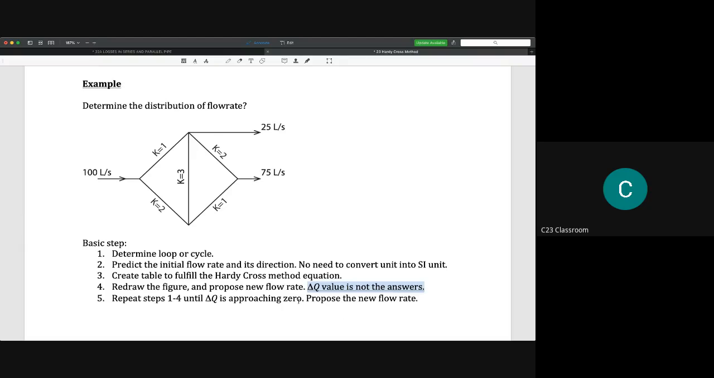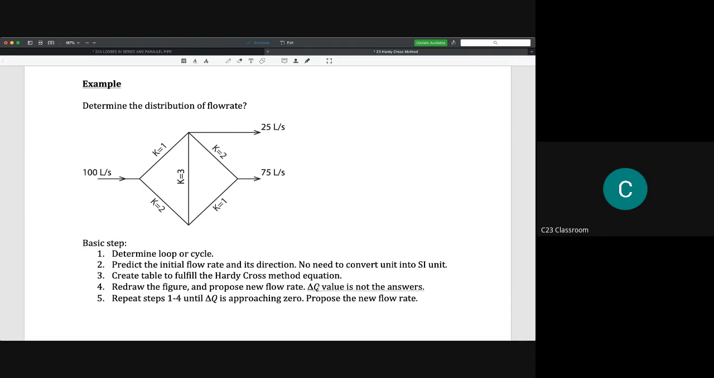Because the question is to determine the distribution of flow rate, your answer is you need to determine the flow rate for this pipe, this pipe, this pipe, and this pipe. Because we have 5 pipes here, you need to propose 5 flow rates, one for each pipe. The flow rate for inlet is given, 100 liters per second, and these two outputs are 25 and 75 liter per second respectively. So no need to calculate the flow rate for the output and input.